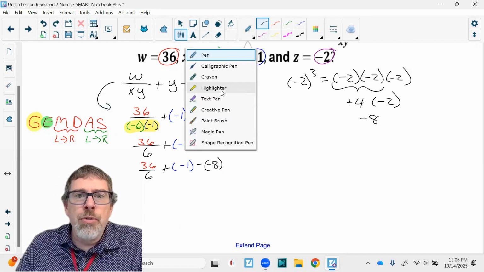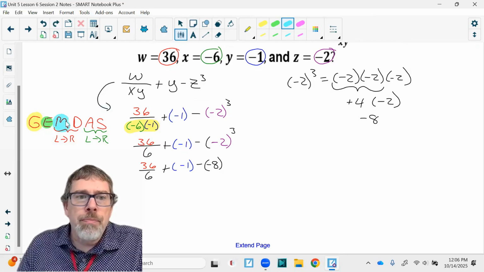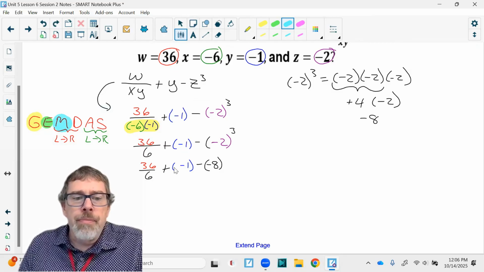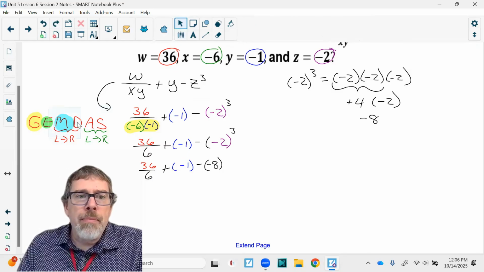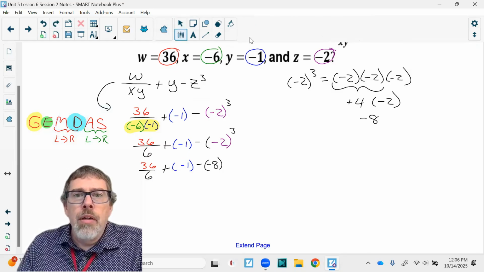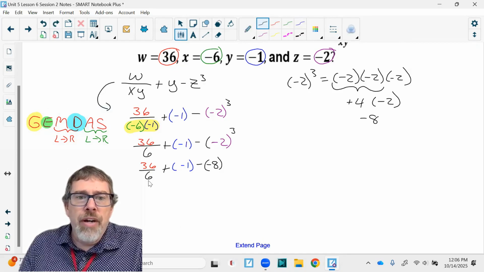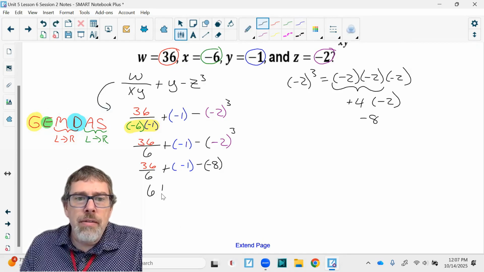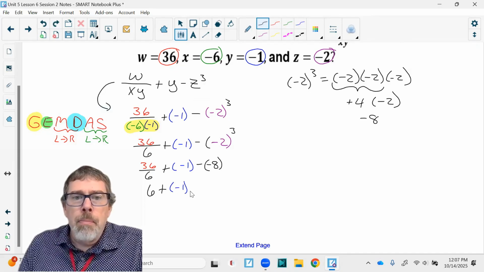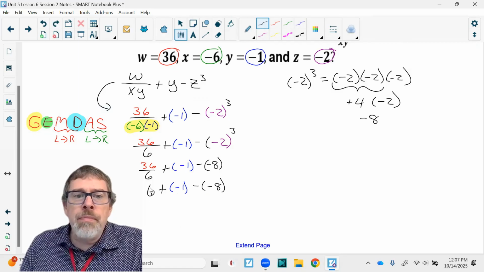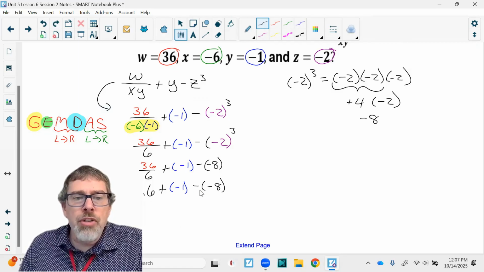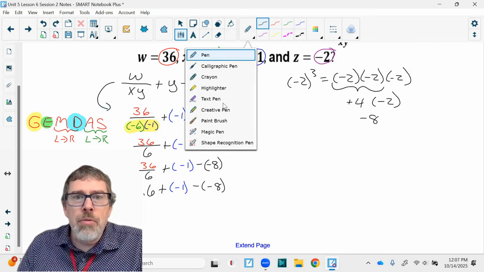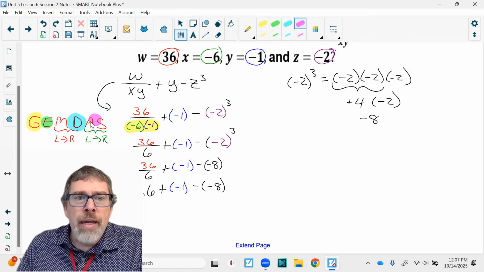The next thing we want to do is multiplication. There is none, so we skip that and move on to division. So 36 divided by 6 is 6, plus my -1, minus -8. Now that we are down to addition and subtraction, that's the next thing we're going to focus on. We work left to right because that's all that's left.